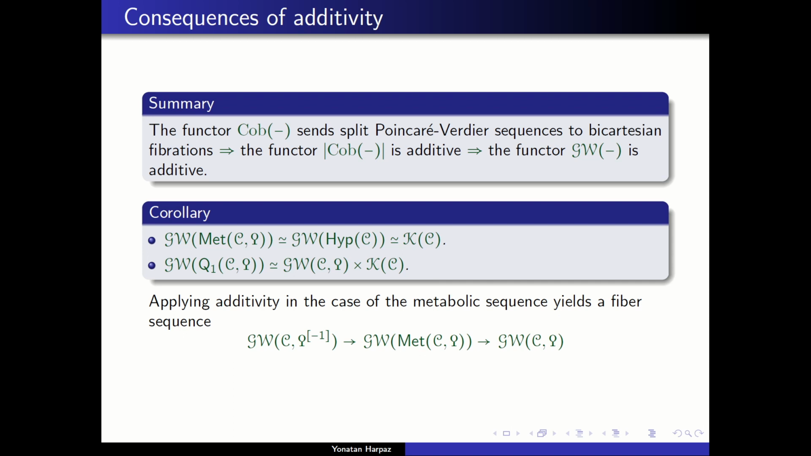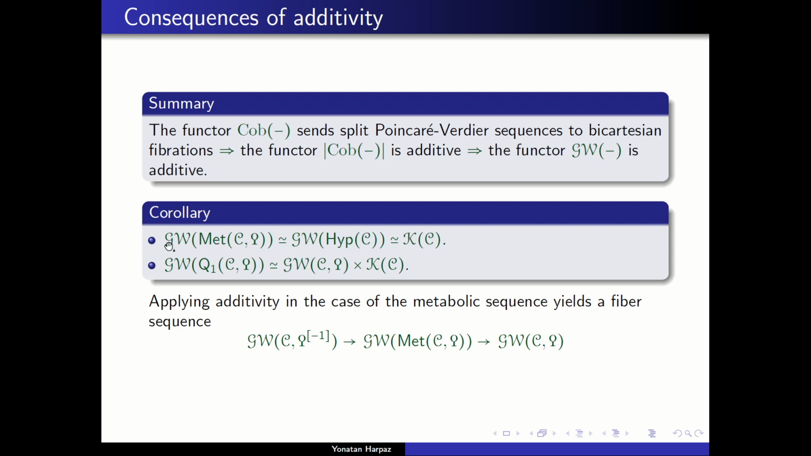Now, if we apply additivity in the case of the metabolic sequence, we obtain a fiber sequence involving GW of the shifted Poincaré infinity category, GW of the Poincaré infinity category, and in the middle, GW of the metabolic infinity category, all associated to C copa.